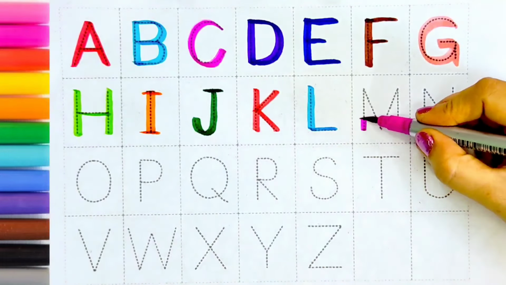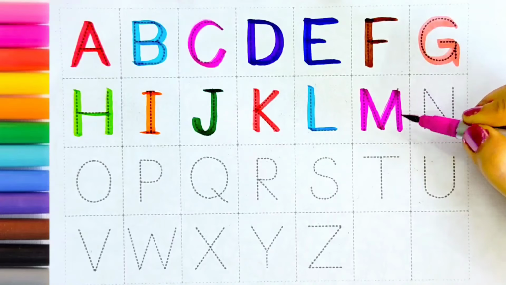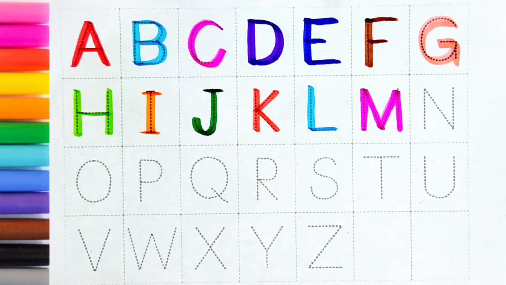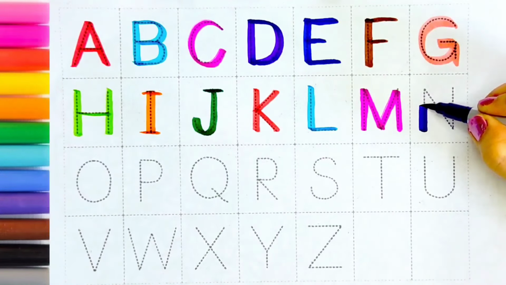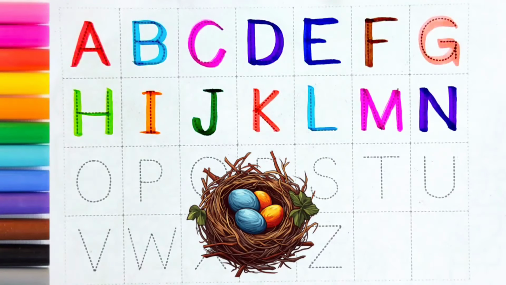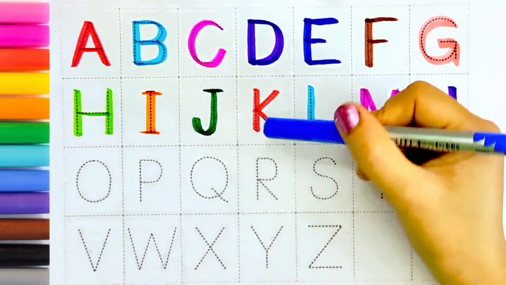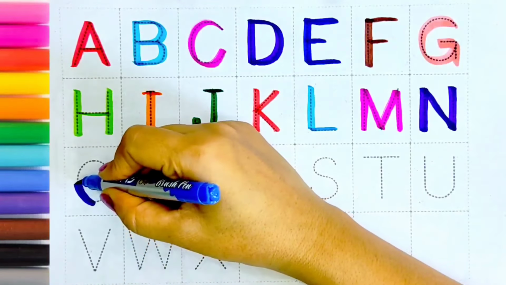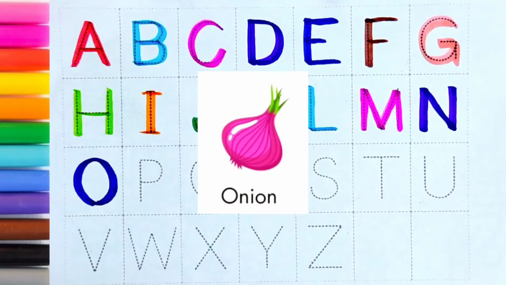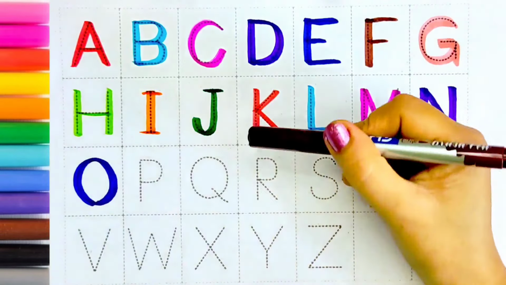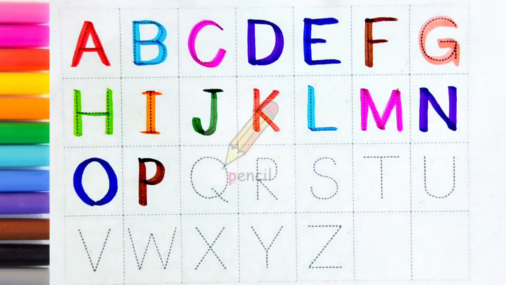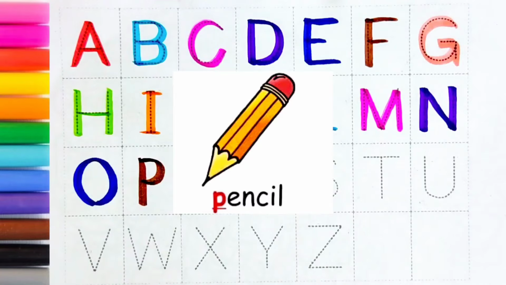Pink color. M for milk. Purple color. N for nest. Blue color. O for onion. Brown color. P for pencil.